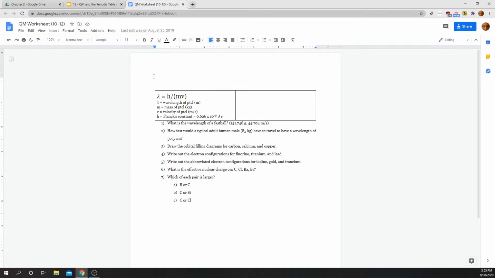All right. So now I'm going to go ahead and go over these last 5 questions that I wrote up here in this worksheet. About orbital filling diagrams, electron configurations, effective nuclear charges, and comparing atoms. So, first up, we have question 1. Draw the orbital filling diagrams for carbon, calcium, and copper.